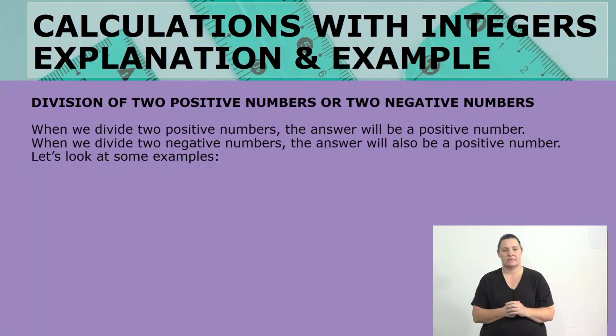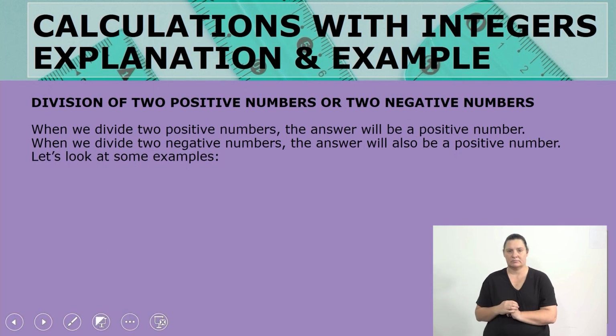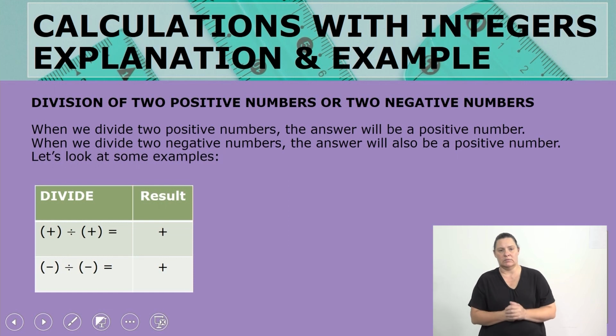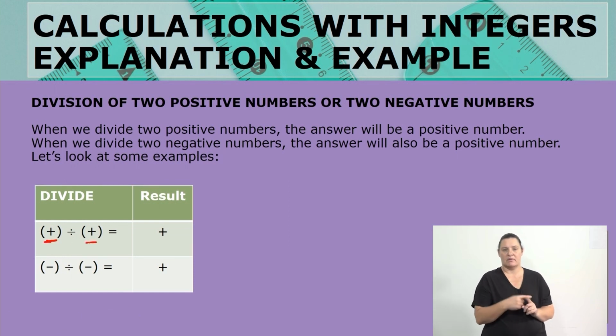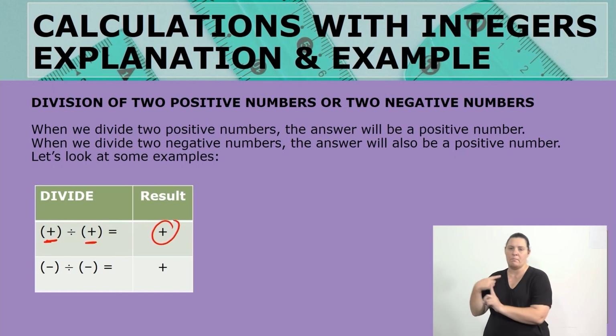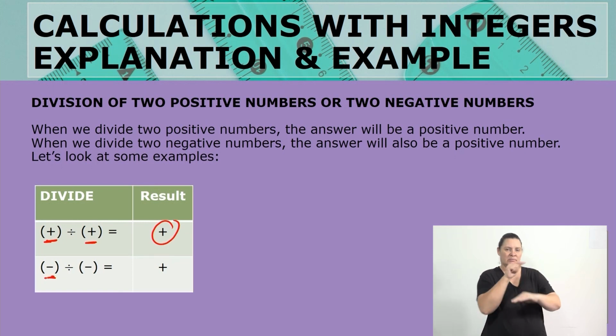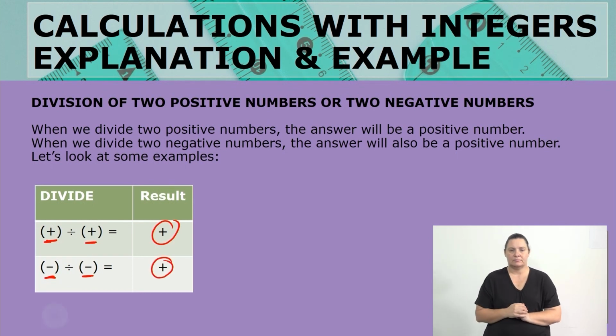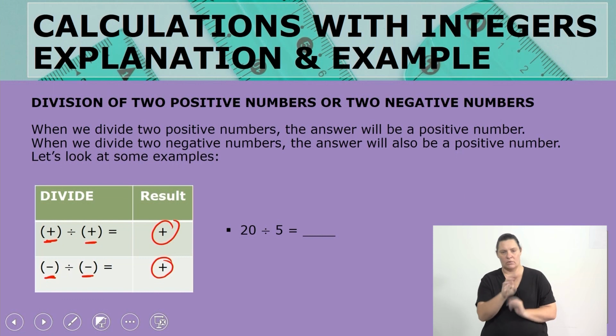Let's look at division. So division of two positive numbers or division of two negative numbers. When we divide two positive numbers, the answer will be a positive number. When we divide two negative numbers, again, the answer will also be a positive answer. Let's look at some examples here. If I am dividing a positive number with a positive number, my answer will be positive. And if I am dividing a negative number with a negative number, then my answer is going to be positive still.